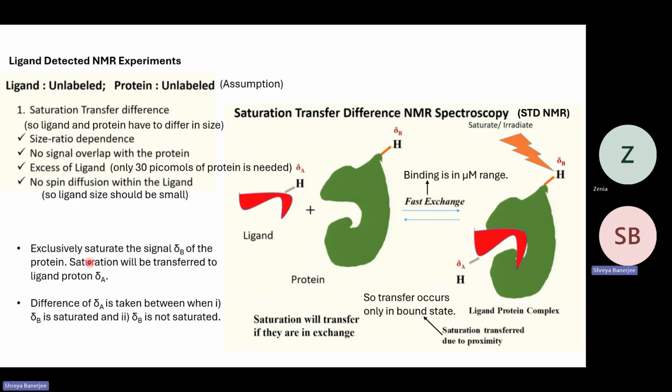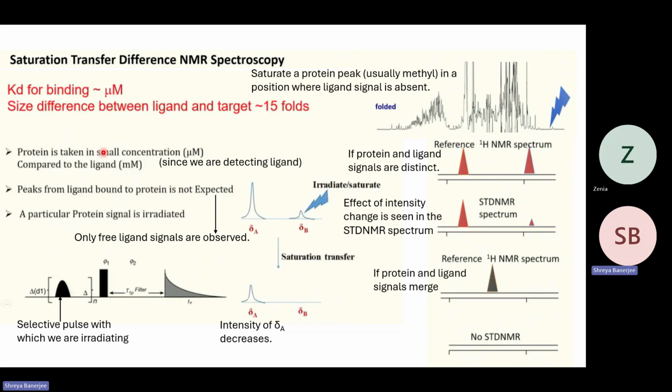So again, I'll say we exclusively saturate the signal delta B of the protein. This saturation will be transferred to the ligand proton delta A only if they are forming the complex. So the difference in delta A is taken when delta B is saturated and the control case when it is not saturated. We will look at how the spectra appeared. We don't have to worry about the pulse sequence. We'll just look at the spectra.